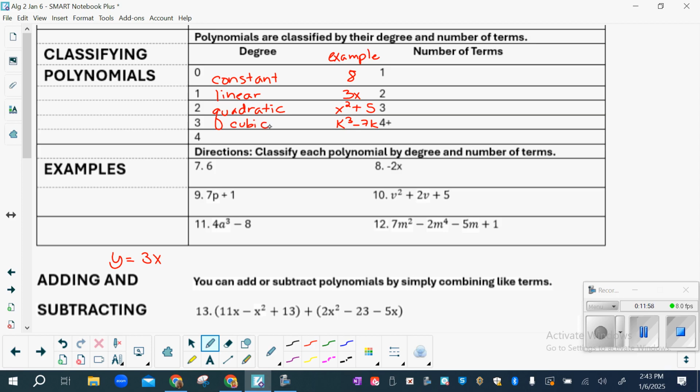Okay, what about an exponent of 4? You probably have not heard this one. Let's say 3x to the 4th. We call that quartic, like these coins. There are 4 of these coins in $1. What are they called? Quarter. So this is called a quartic.